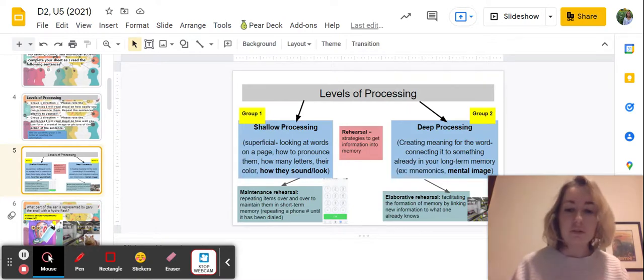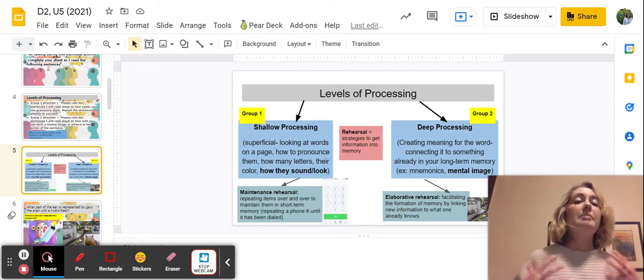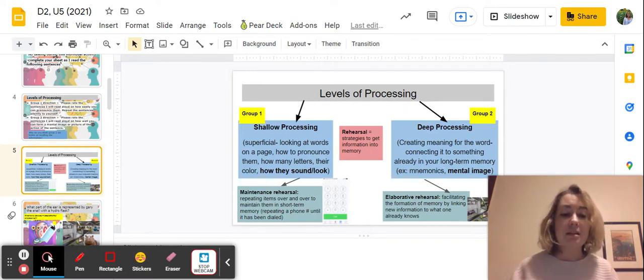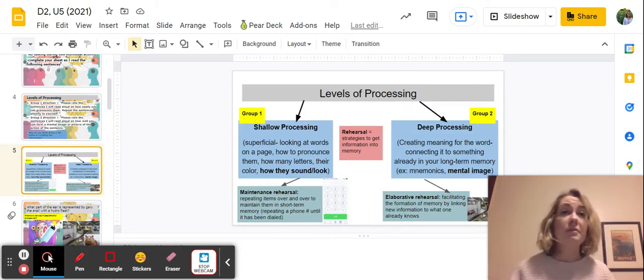like studying and rehearsal of information. We said rehearsal is anything that you're using to try and get information into your memory. Anything you're doing to try and remember something and strengthen a memory. Shallow processing is using rehearsal, but it's just not as meaningful of a rehearsal. It's more very surface level. So it could involve looking at words on a page, reading things, looking at how to pronounce the words you're seeing, how many letters it has, what colors things are. So you're just looking at the surface level.